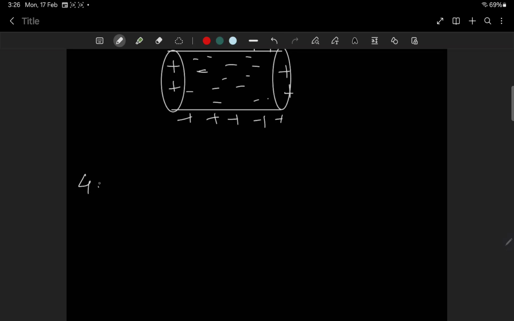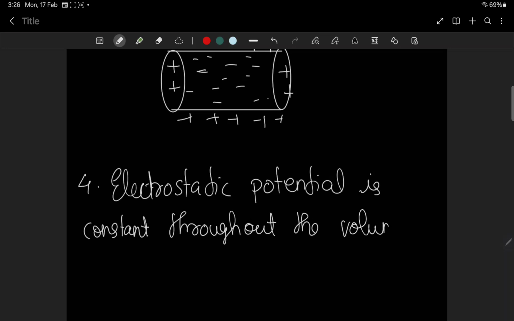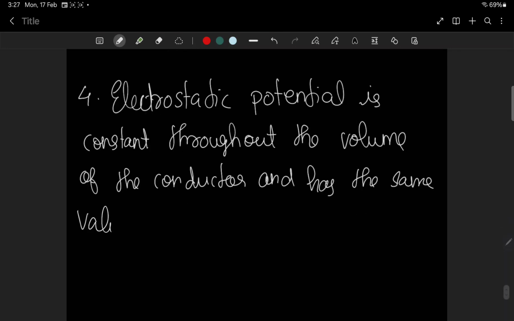Now the next one is: electrostatic potential is constant throughout the volume of the conductor and has the same value as inside on the surface. It is very simple, nothing.